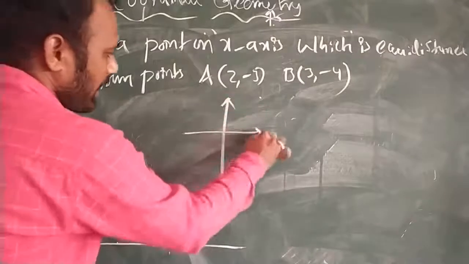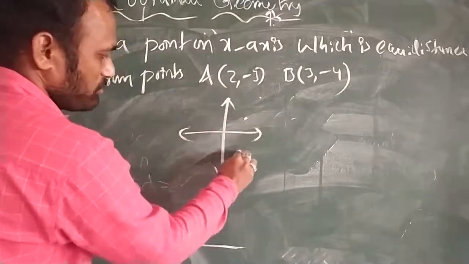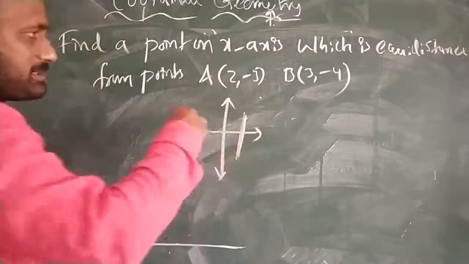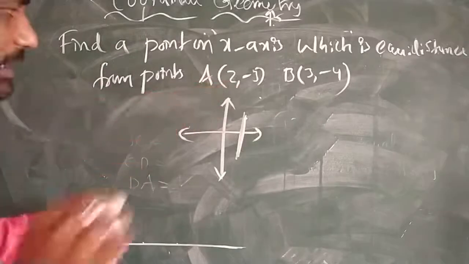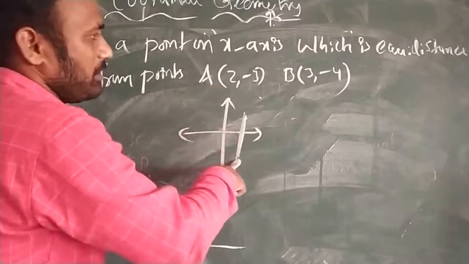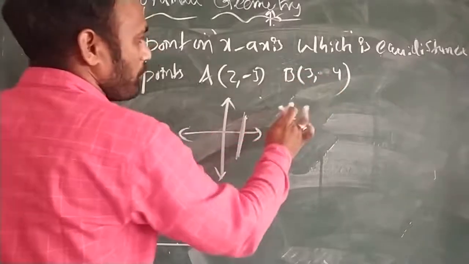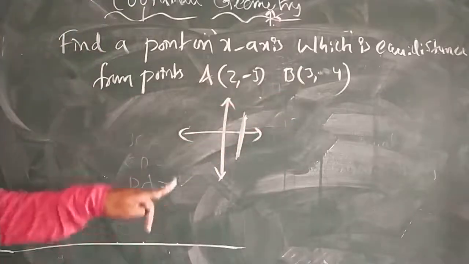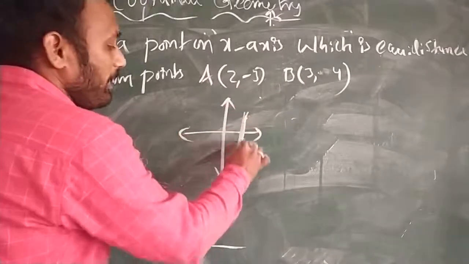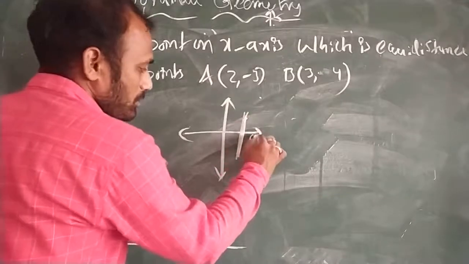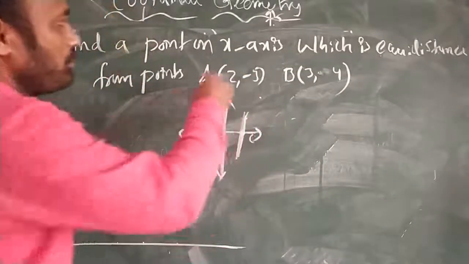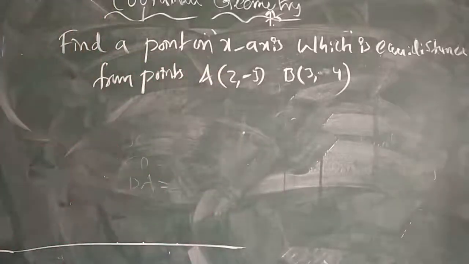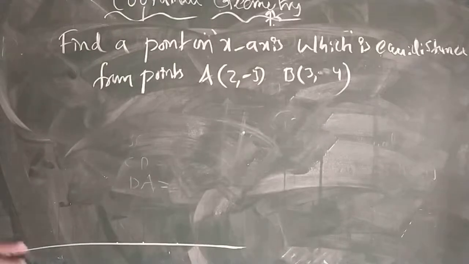So two points are there in the coordinate plane. Let us suppose here is one point, here is one point. So definitely the line joining them is crossing the x-axis. One is (2, -3) and here it is (3, 4), let us suppose. So one is positive and the other one is negative. At which point it is going to touch, that point we need to find out. So find the point on the x-axis which is equidistant from the points A (2, -3) and B (3, 4).